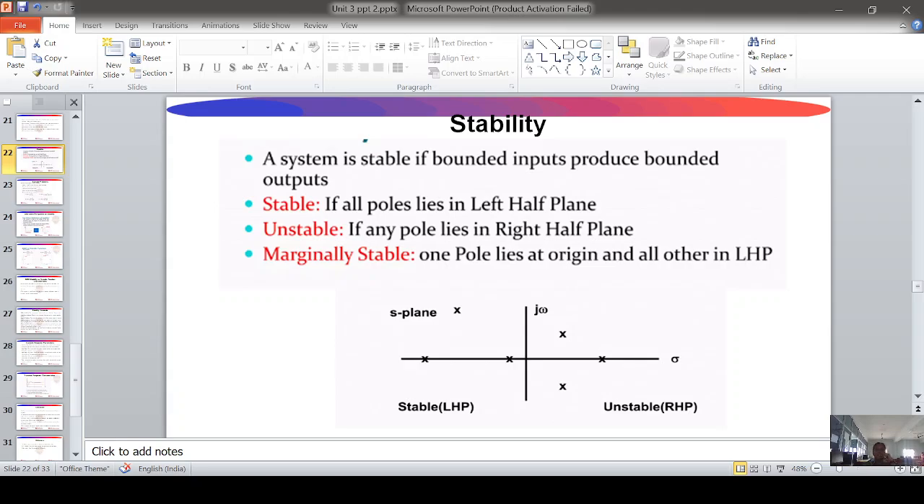So stability. A system is stable if bounded inputs produce bounded outputs. Stable means all poles lie in the left half of the S-plane. Unstable means any pole lies in the right half of the S-plane. Marginally stable means one pole lies at the origin and all others are in the left half of the S-plane.